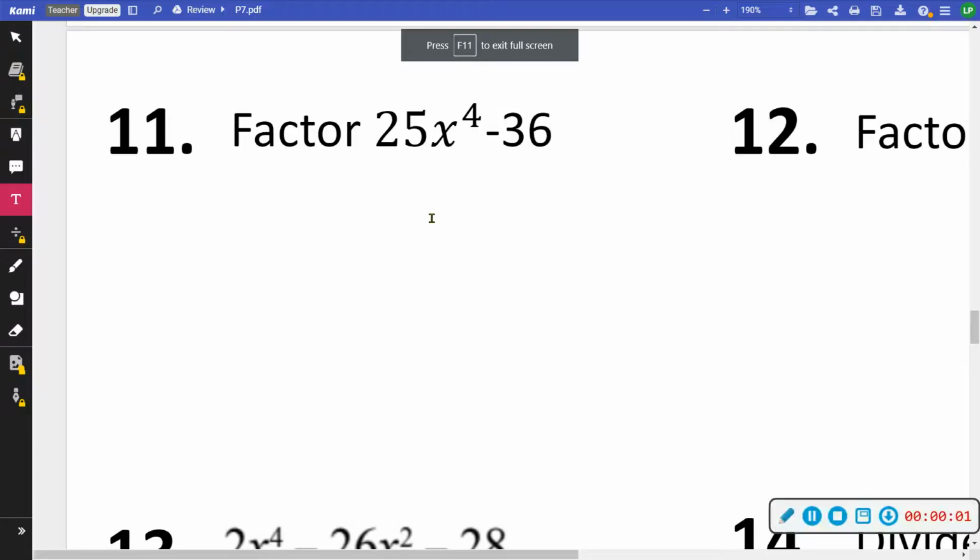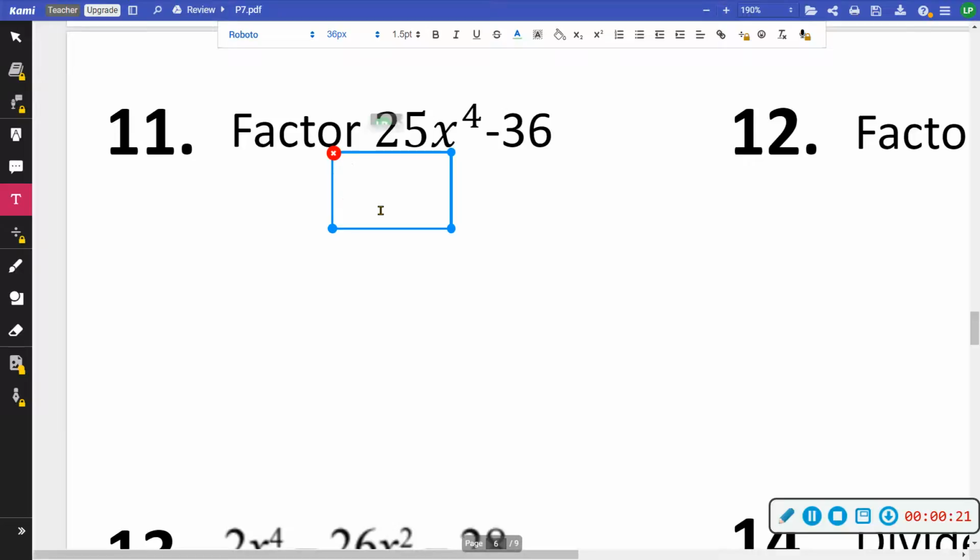All right. On this problem, it says factor. Remember, these are what we call difference of two squares. So 25x to the fourth, if you were to think of that as a square, that would be 5x squared. So you got 5x squared, and for a perfect square of 36, that'd be 6.